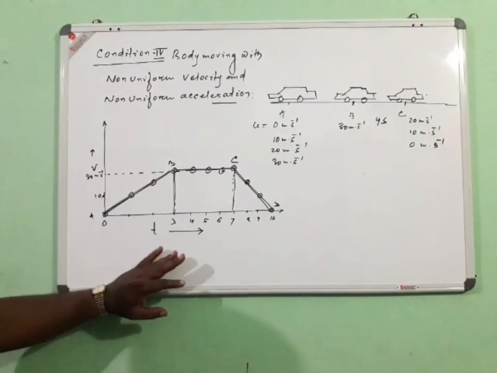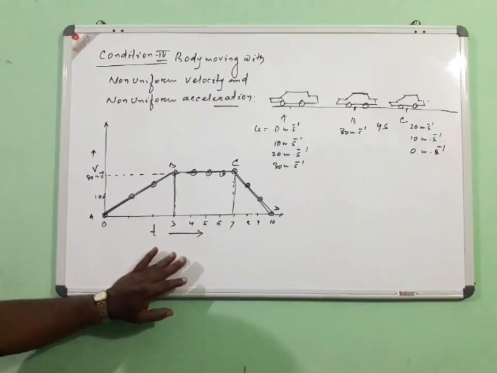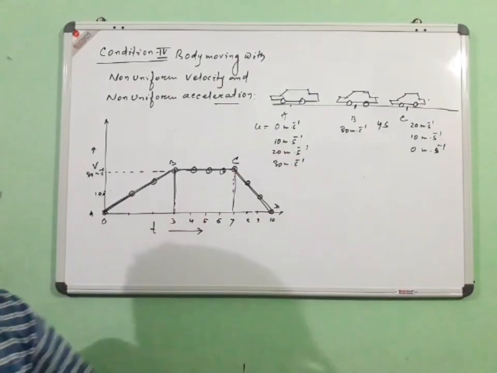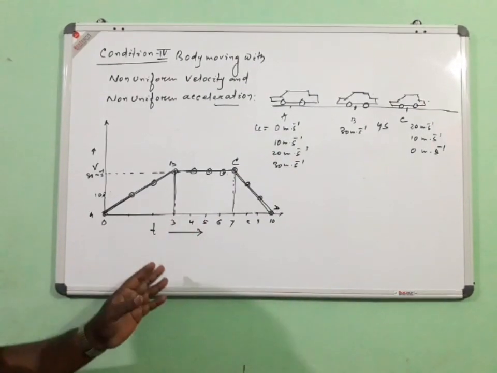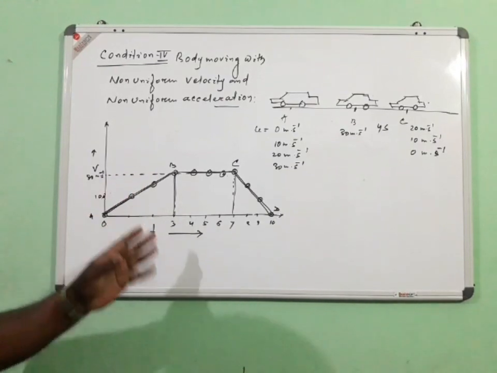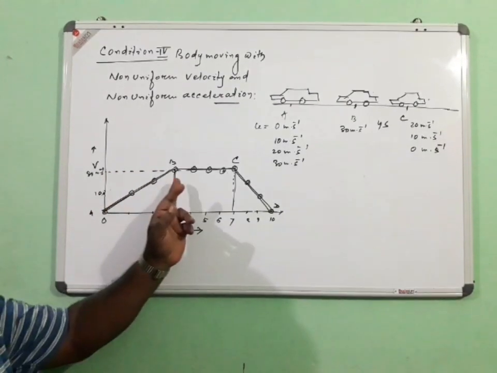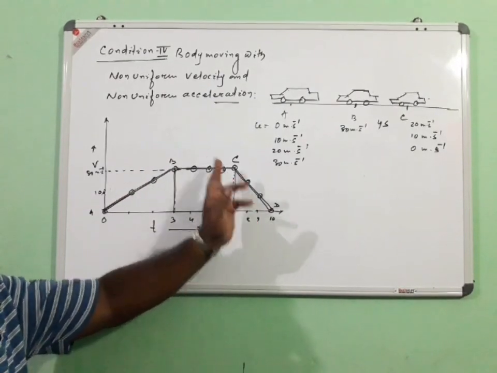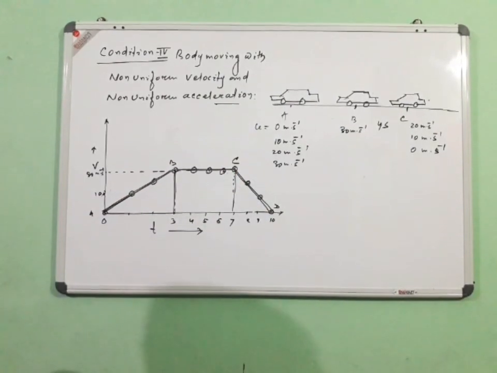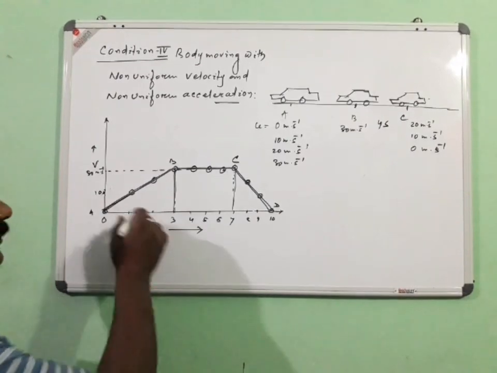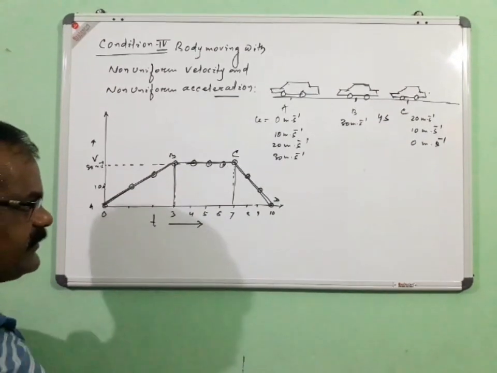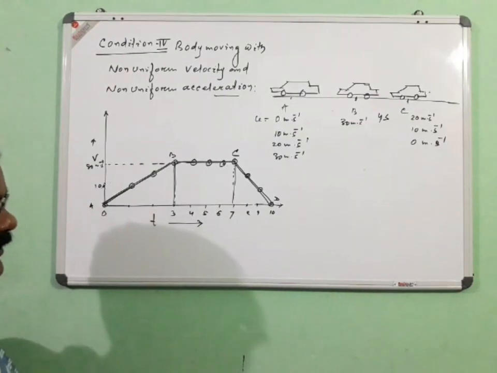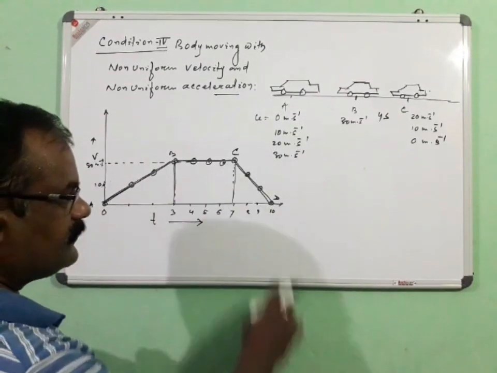So this is a simple case where the body is moving with non-uniform velocity, because the velocity keeps changing, and with non-uniform acceleration, where first there is acceleration, then there is no acceleration, and then retardation. In such cases, we can find the acceleration at every segment, and then we can find the average acceleration of the body throughout the journey.